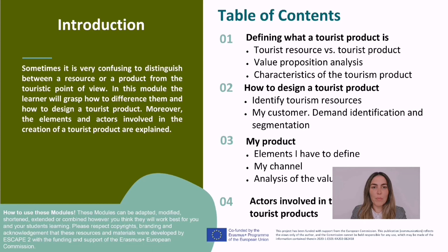Table of contents. Point 1. Defining what a tourist product is. Tourist resource versus tourist product. Value proposition analysis. Characteristics of the tourist product. Point 2. How to design a tourist product. Identify tourist resources. My customer. Demand identification and segmentation. Point 3. My product. Elements I have to define. My channel and analysis of the value proposition. And point 4. Actors involved in the creation of tourist products.